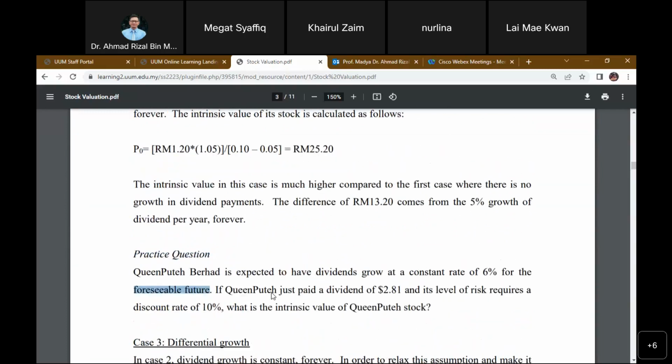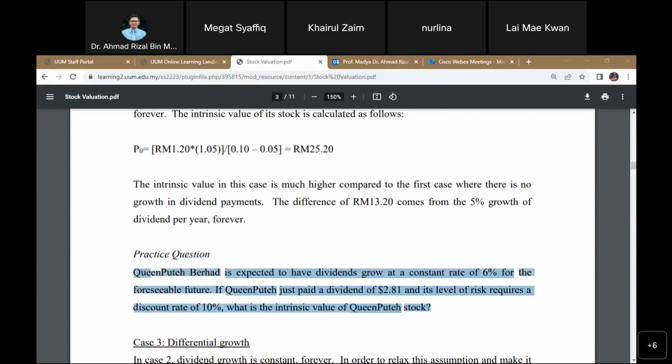Now, if this company just paid a dividend of 281 and its level of risk requires a discount rate of 10%, what is the intrinsic value of this stock? Let's try this one.